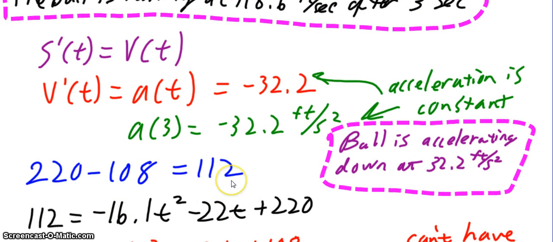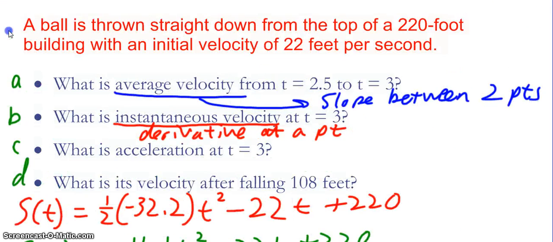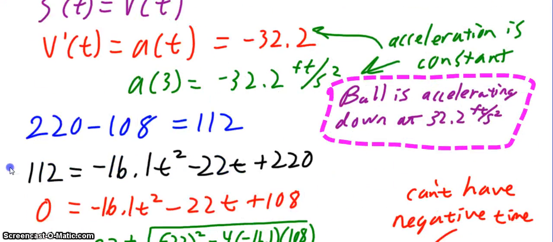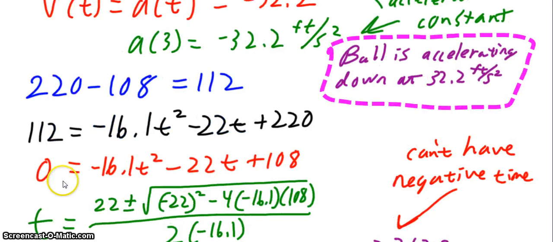Okay, last one. This one's a little more difficult. We wanted to figure out what is the velocity after falling 108 feet. So first, I need to figure out, well, how high is the object then? So 220 minus 108 is 112. So the object is right now at a height of 112, so I set that equal to the position equation, and I need to figure out what time did it hit 112 feet.